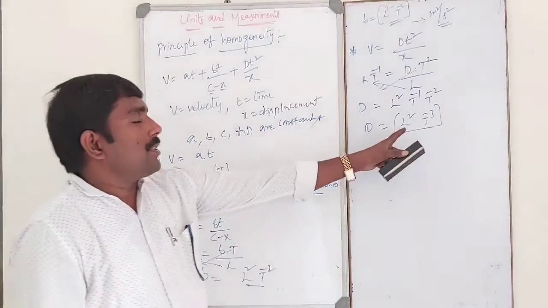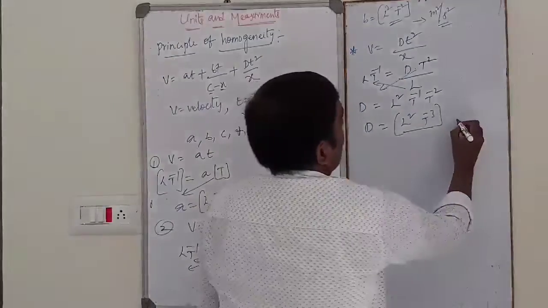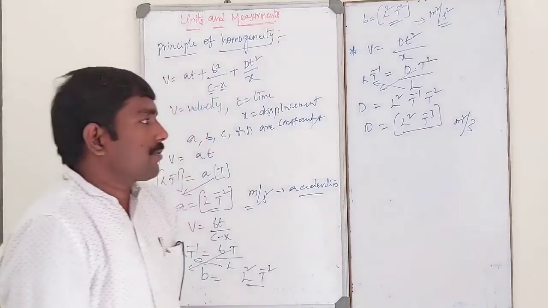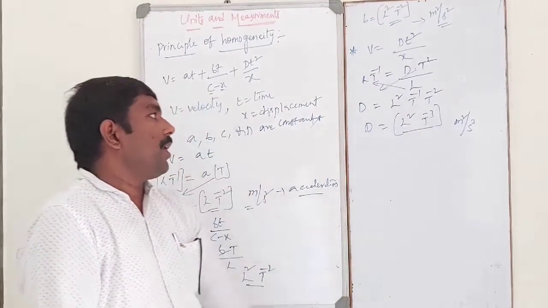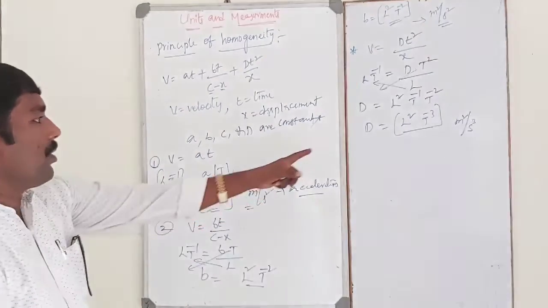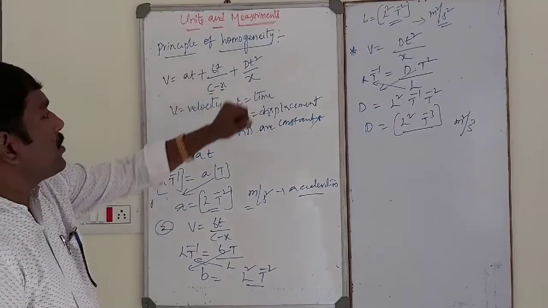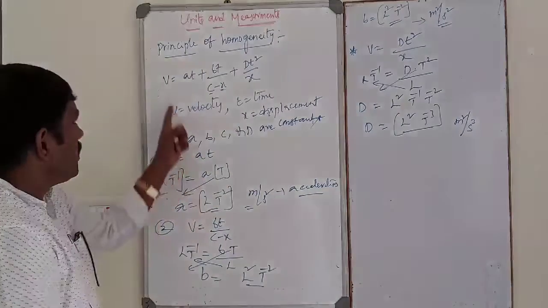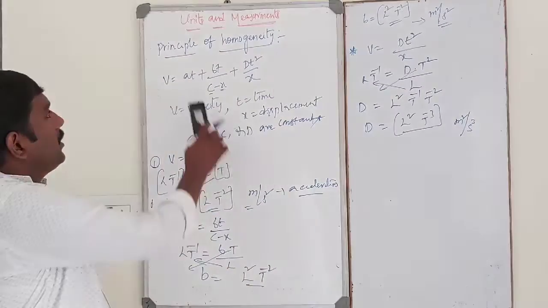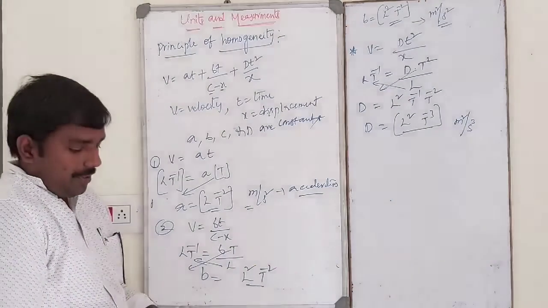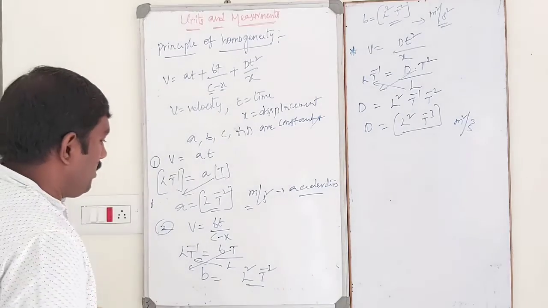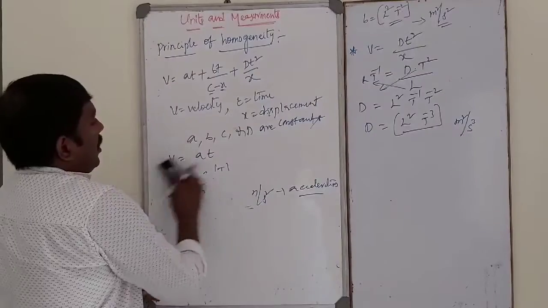What is the SI unit of this one? L square is meter square, and second cube: meter square by second cube. This is the dimensional formula for d, some physical constant. So by using the principle of homogeneity we find the dimensional formula for constants. According to the principle of homogeneity, dimensions of both sides of the equation must be the same.